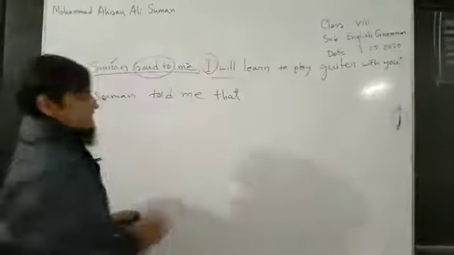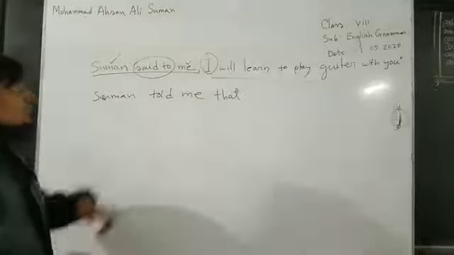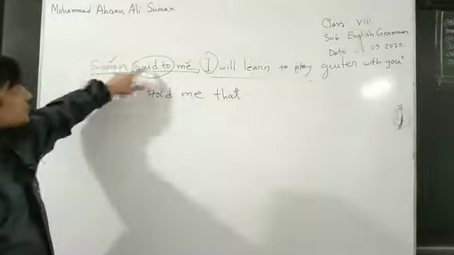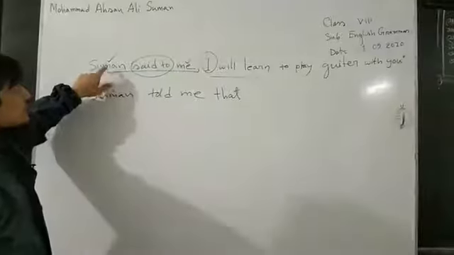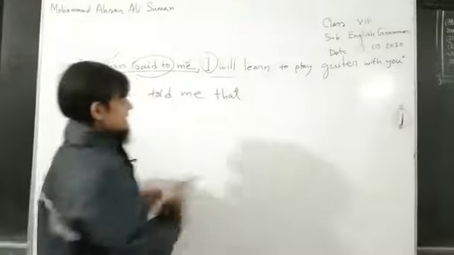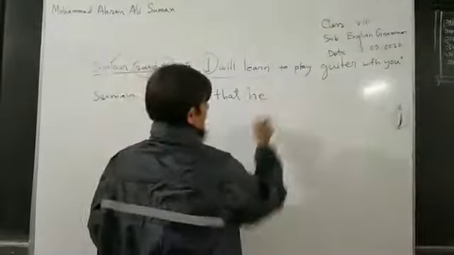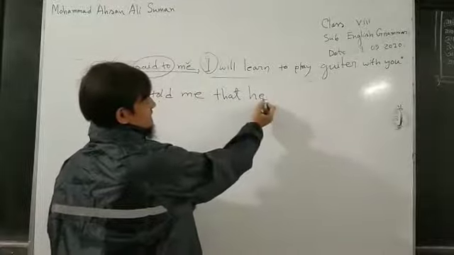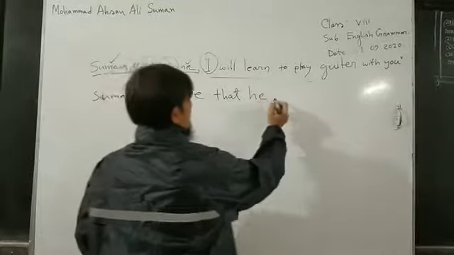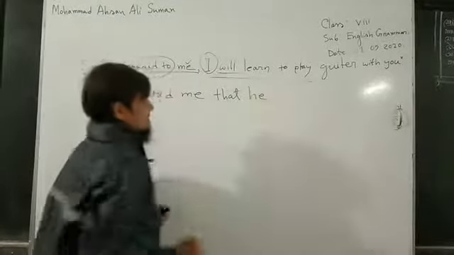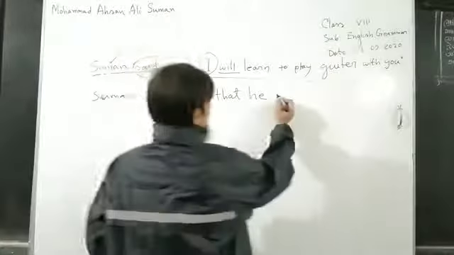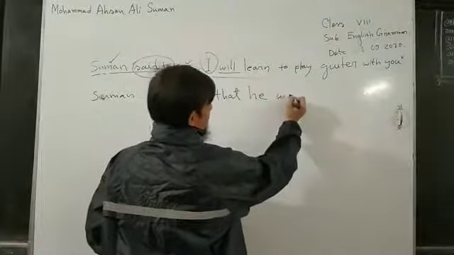I is the first person and it will be changed according to the subject of the reporting verb, Shimon. Here Shimon's pronoun is he. So I becomes he in the reported speech. Then the tense is back shifted. Will becomes would.